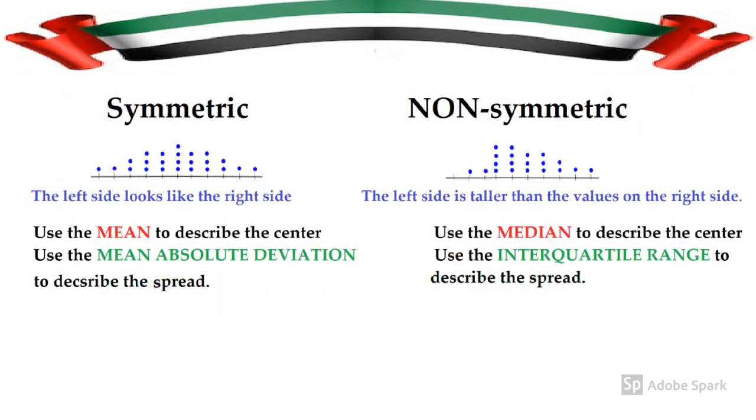And there are two types of data. One is symmetric and the other one is non-symmetric. It is symmetric when the left side looks like the right side. We are going to use the mean to describe the center and mean absolute deviation to describe the spread. In non-symmetric, the left side is taller than the values on the right side or vice versa. Here we are going to use the median to describe the center and the interquartile range to describe the spread.